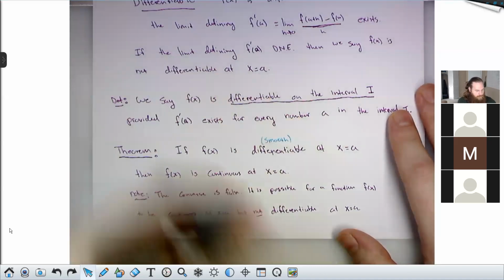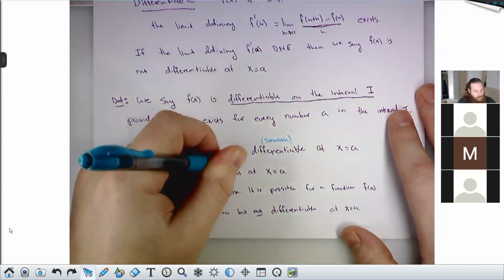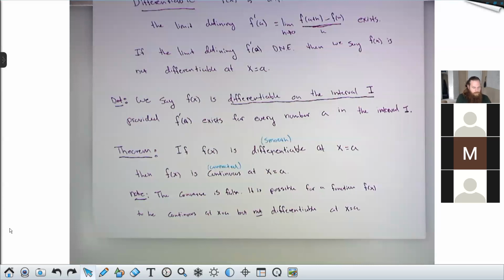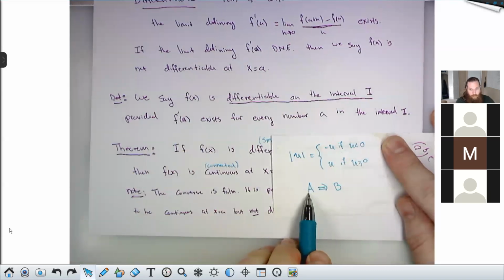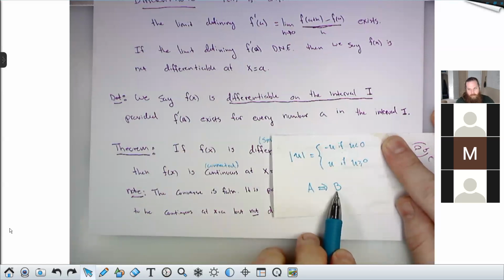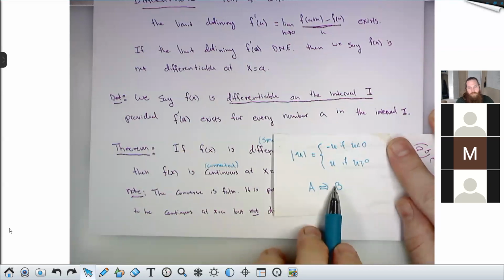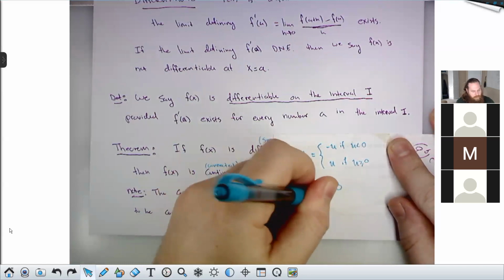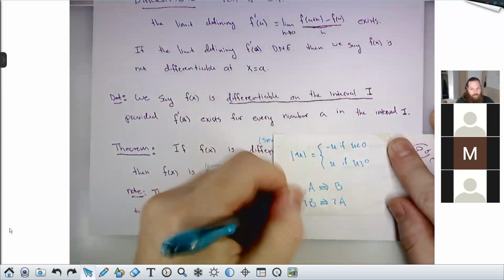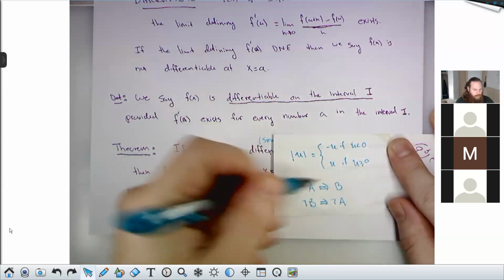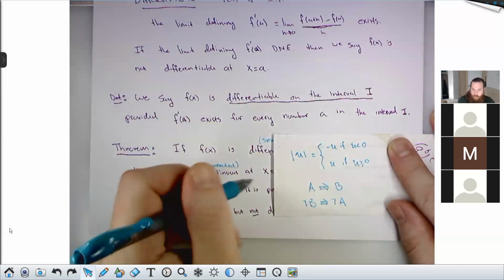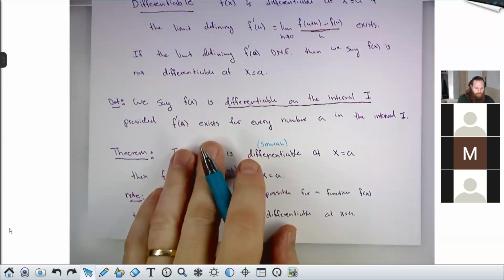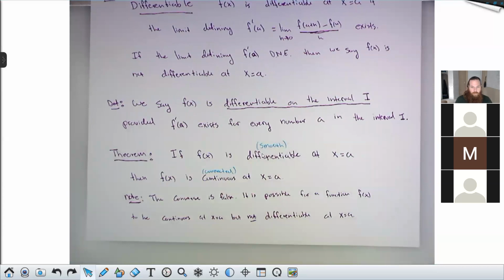Now, is it the same theorem for a discontinuous function as well? So there are a bunch of ways we can read implications, right? This is a statement of the form A implies B. If you are differentiable, then you must be continuous. What's called the contrapositive to a statement like this is not B implies not A. These are actually logically equivalent. If you are differentiable, then you must be continuous is logically equivalent to saying if you're not continuous, then you can't possibly be differentiable. And that's true. That is a true statement. So we think about it in the forward direction, right? If you are smooth, then you are connected. But it's also true that if you're not connected, there ain't no way you could be smooth.